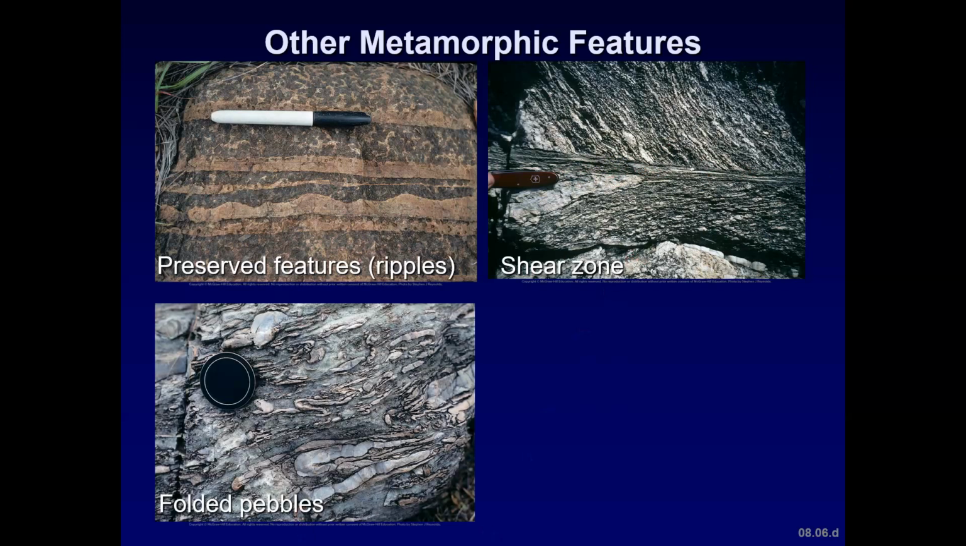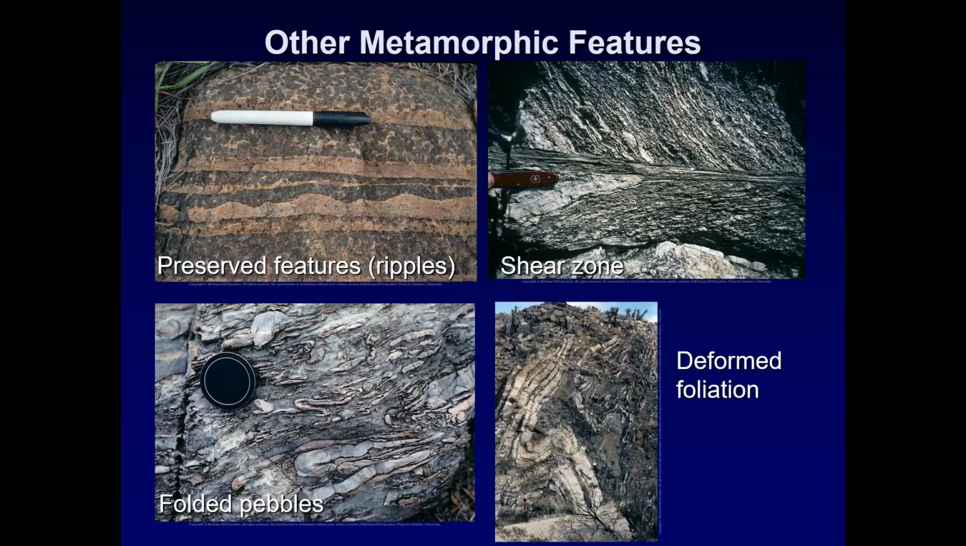Folded pebbles. We have, in this case, a former conglomerate. Conglomerate pebbles were flattened during metamorphism and deformation. We can have deformed foliation. That's where cleavage and foliation were later deformed by folding. In this case, gneissic foliation folded during a second metamorphic event.